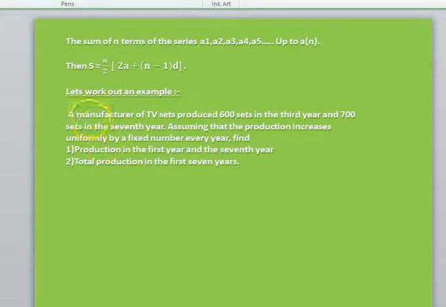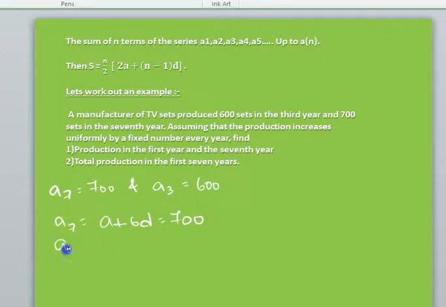Let's work out an example. A manufacturer of TV sets produced 600 sets in the third year and 700 sets in the seventh year. So what do we understand from here? That A7 is equal to 700 and A3 is equal to 600. So let's formulate them. A7, which is equal to a plus 7 minus 1, that is 6 times d, is equal to 700, and A3, which is equal to a plus 2d, is equal to 600.